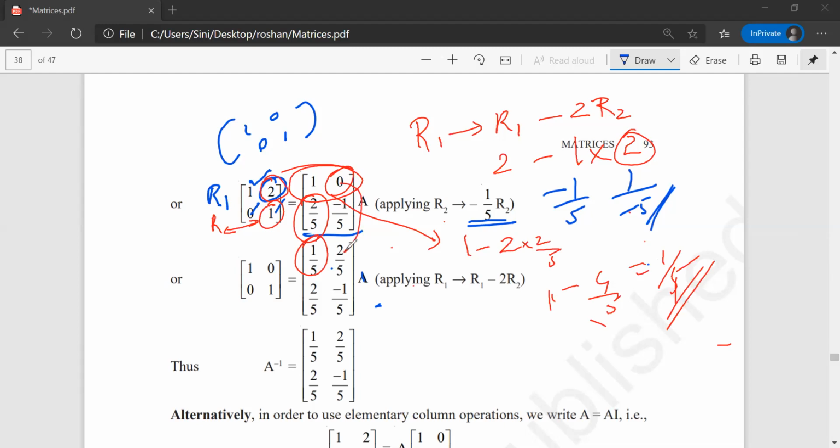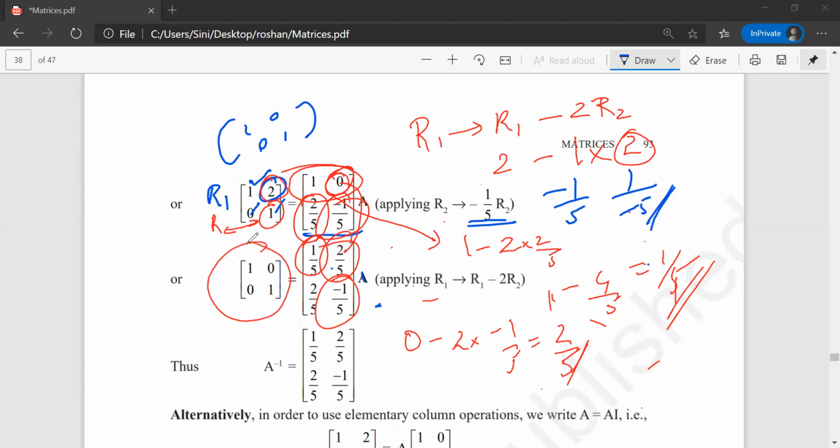0 minus 2 by 5. So what should I do here? 0 minus 2 into 2 by 5. That is minus 4 by 5. That's it. Fine, this step I'll once more explain to you. If you want to get this thing 0, correct? 0 minus 2R2. So what is 0 minus 2 into R2? What is my R2 here? Minus 1 by 5. So I'll get plus 2 by 5. That only I wrote here.